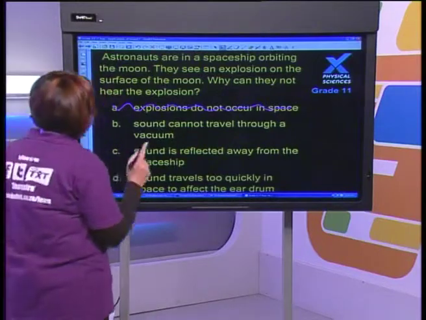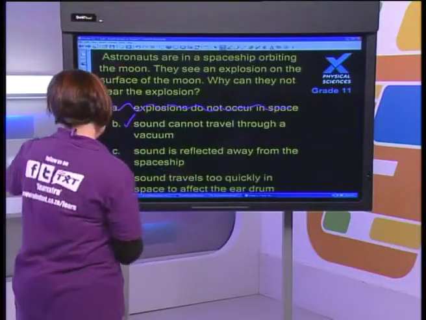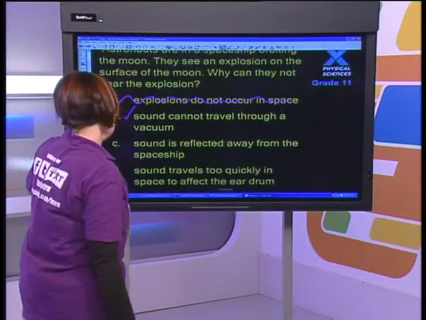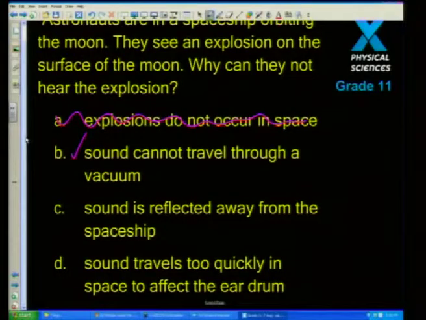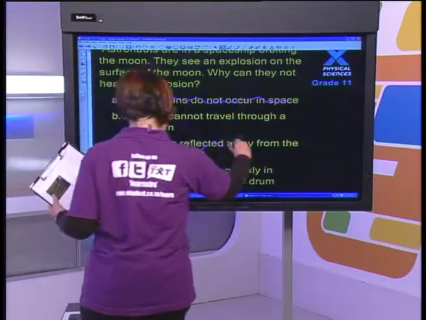B, sound cannot travel through a vacuum. We like that option because sound is a mechanical wave, it needs a medium. So that's an option. Let's just check everything else just in case. C says sound is reflected away from the spaceship. Well, that doesn't make any sense, because what's it reflected off? So it can't be that one.